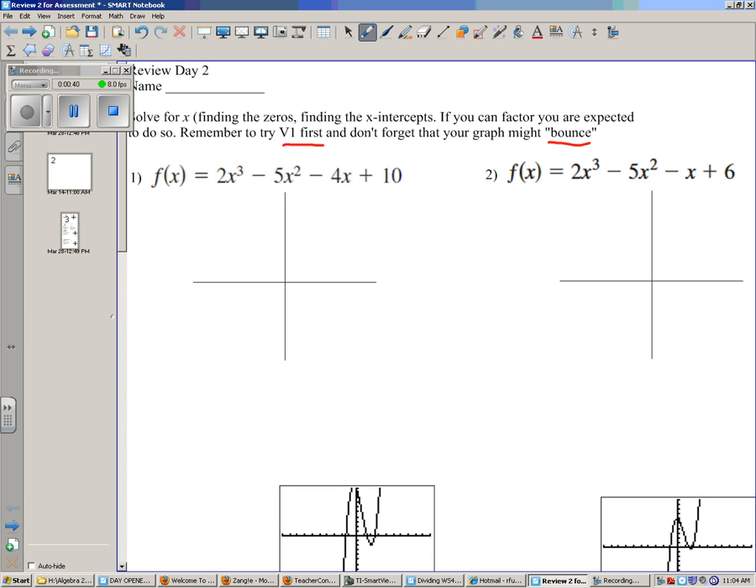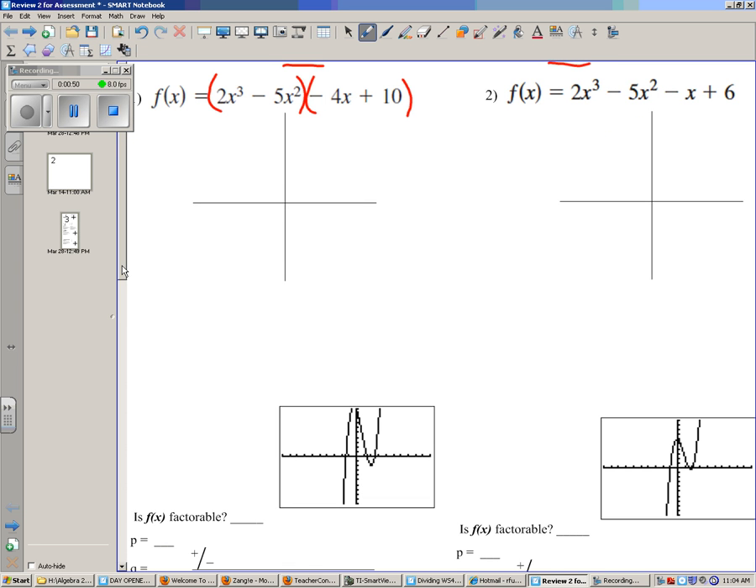So number one, the first thing, if I can factor, I'm going to. They don't give me any clues, so factoring will definitely be the fastest way. So when I look at number one, I notice a pattern possibly between my first set of parentheses and my second set of parentheses. You know, 2 and 5, 4 and 10 seem to be pretty similar. One's just doubled the other. So I'm going to try to factor.